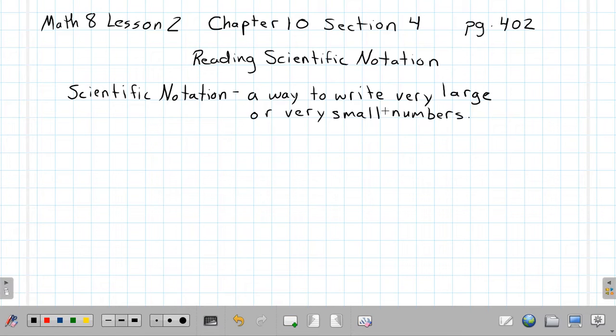So instead of writing out these big giant numbers that would take up half a page, we use scientific notation as kind of shorthand to say, okay, this is the number we have, and it will only take up a few sections of your page here.